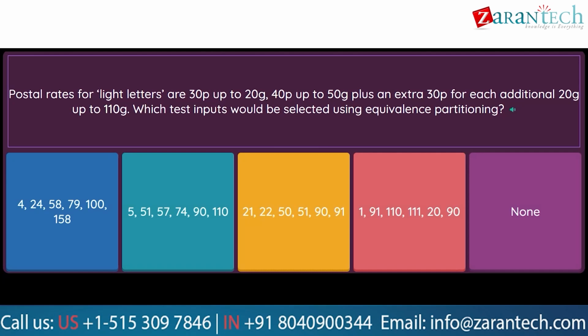Question: postal rates for light letters are 30p up to 20g, 40p up to 50g, plus an extra 30p for each additional 20g up to 110g. Which test inputs would be selected using equivalence partitioning?